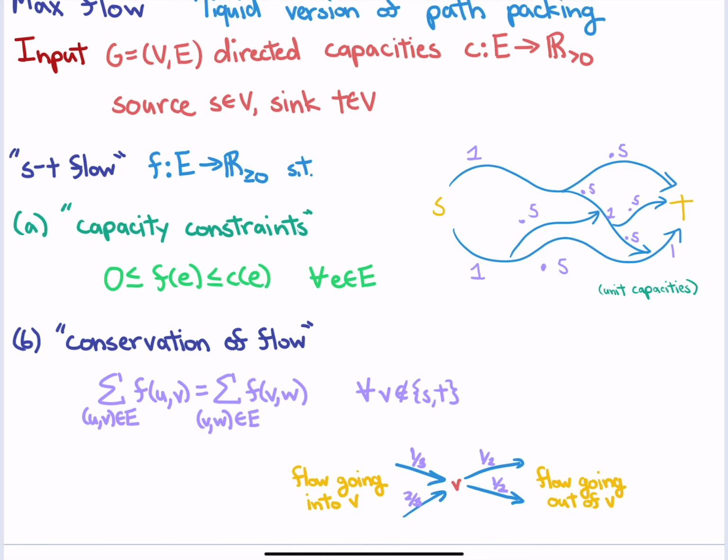So if I'm looking at any vertex V other than S and T, on the left I'm summing over all the edges going into V, over all U V, and I'm looking at the flow F of UV. That's how much flow is going into V along the edge U to V. That needs to be equal to all the flow going out. So that second sum is summing over all the edges leaving V the amount of flow.